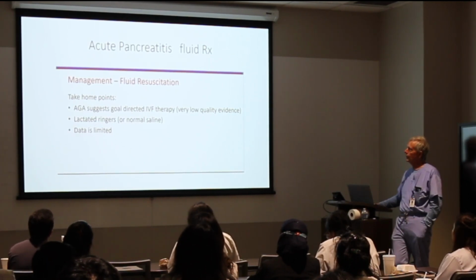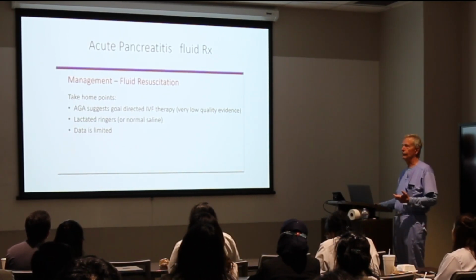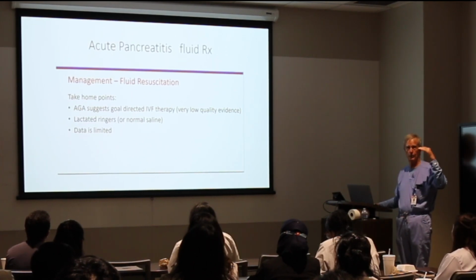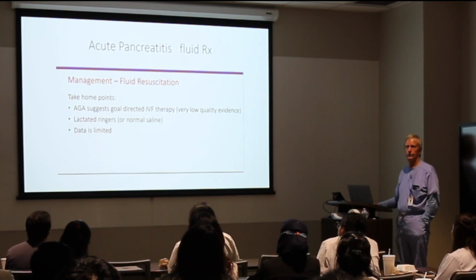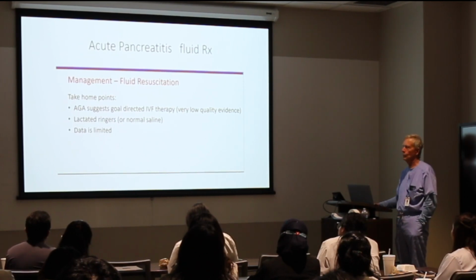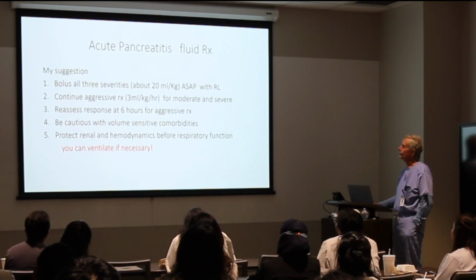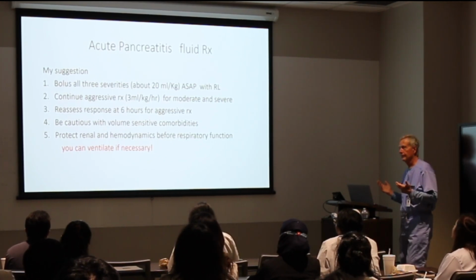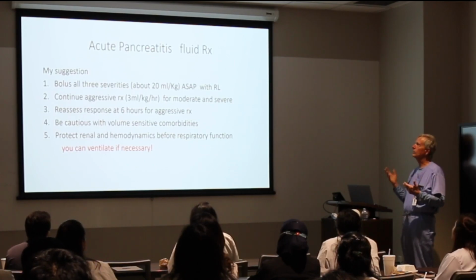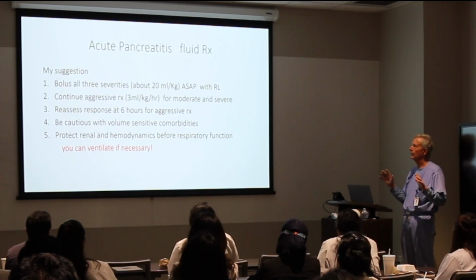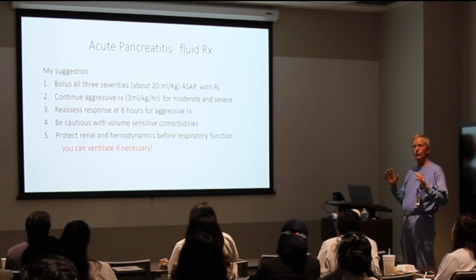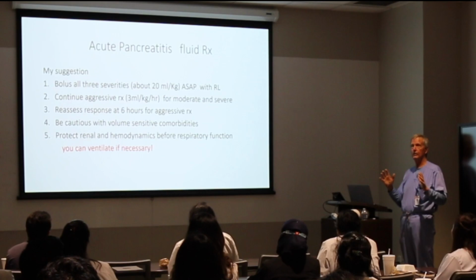All right, so the AGA suggests goal-directed IV fluid. Those numbers that I mentioned are for goal-directed Ringer's lactate, and there's a confession that the data is limited, small studies. Who wants to study terrible pancreatitis? My suggestion is that you bolus all three, mild, moderate, severe, while you don't know which one they are, and that you do it for 6 hours, and then you reassess.